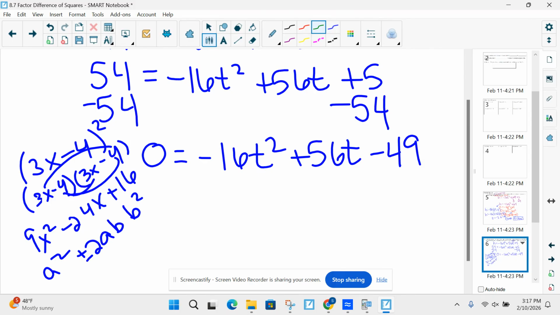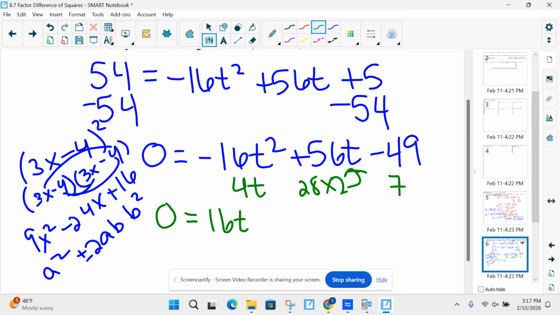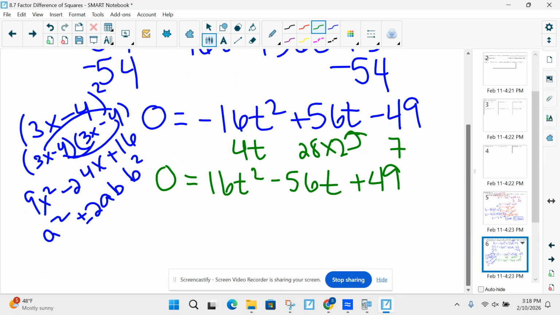The square root of 16t squared is 4t. The square root of 49 is 7. And if you multiply those together, you would get 28. And if you doubled it, you would get 56. The only problem is that we have a negative sign in front, which we can solve by factoring the negative sign out, or we could divide everything by negative 1 here since it's equal to 0. So 0 equals 16t squared minus 56t plus 49. And now it's a perfect square trinomial.